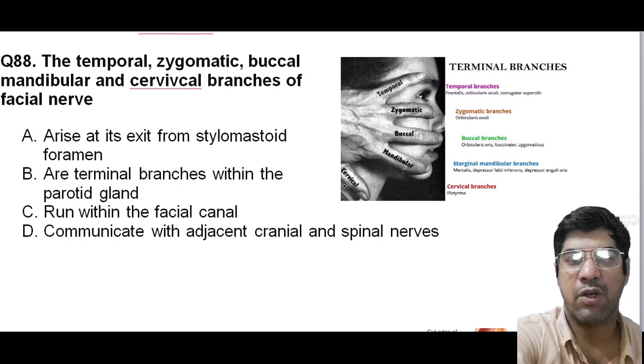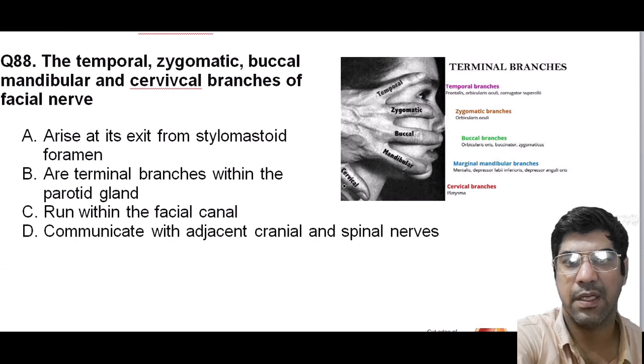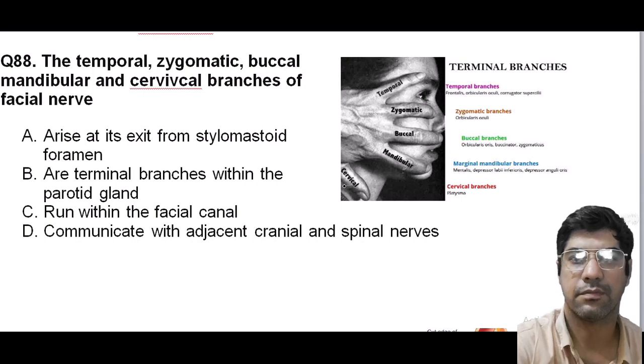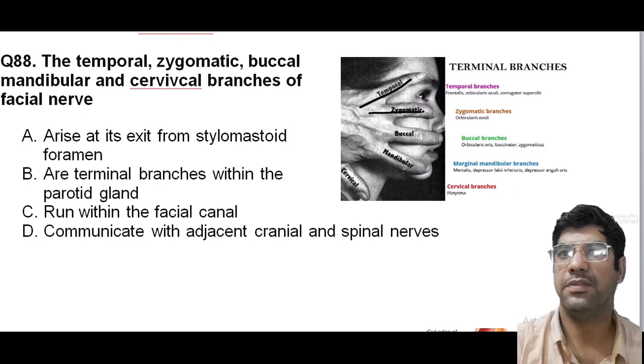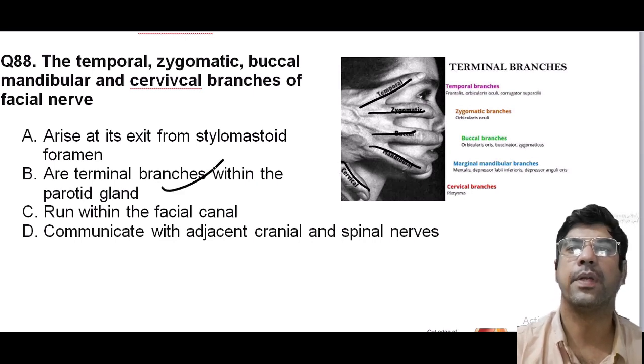The temporal, zygomatic, buccal, mandibular and cervical branches of the facial nerve, they are the terminal branches within the parotid gland.